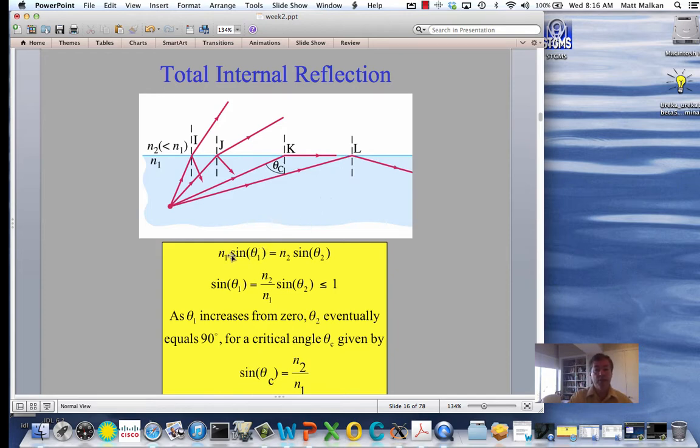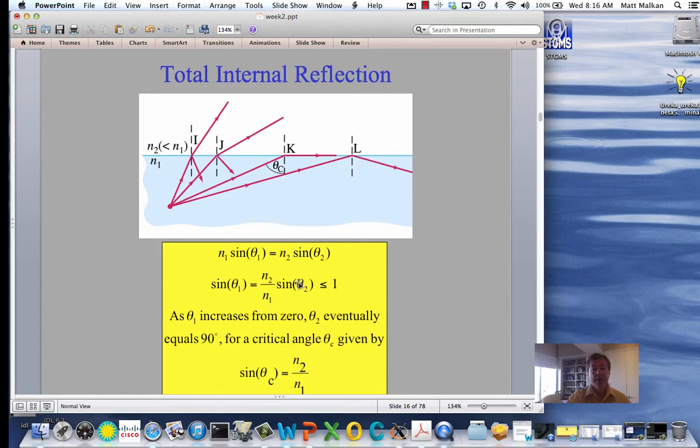Actually, the arithmetic's very simple. We take Snell's law here, divide both sides by n1, and of course, by definition, in this diagram here, theta 1 is the angle of incidence, and so sine theta 1 here is going to equal n2 over n1. Let's suppose n2 over n1 was fairly large. We could make this like 1.3, 1.5 or something. Then you multiply that times sine theta 2.